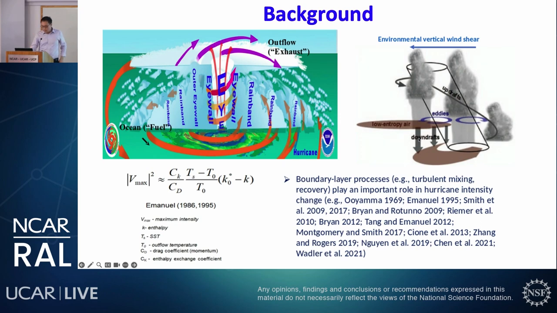This is a kind of low-level ventilation, but because we have the surface enthalpy fluxes, they would moisten and warm the air, the so-called boundary layer recovery. So there is this competing effect: the downdraft brings in low-entropy air, but the fluxes enhance the enthalpy or entropy. That is connected to hurricane intensification. I mention here several papers, some theoretical, some modeling or observational.